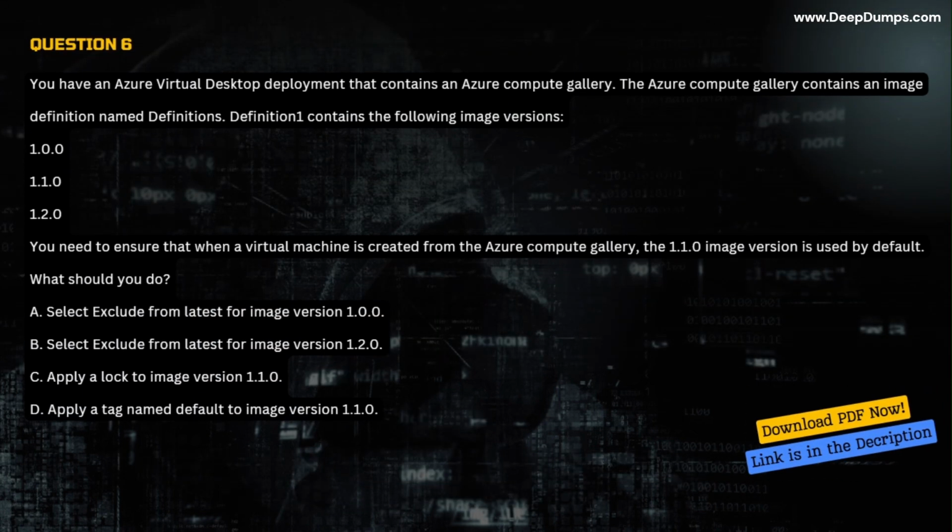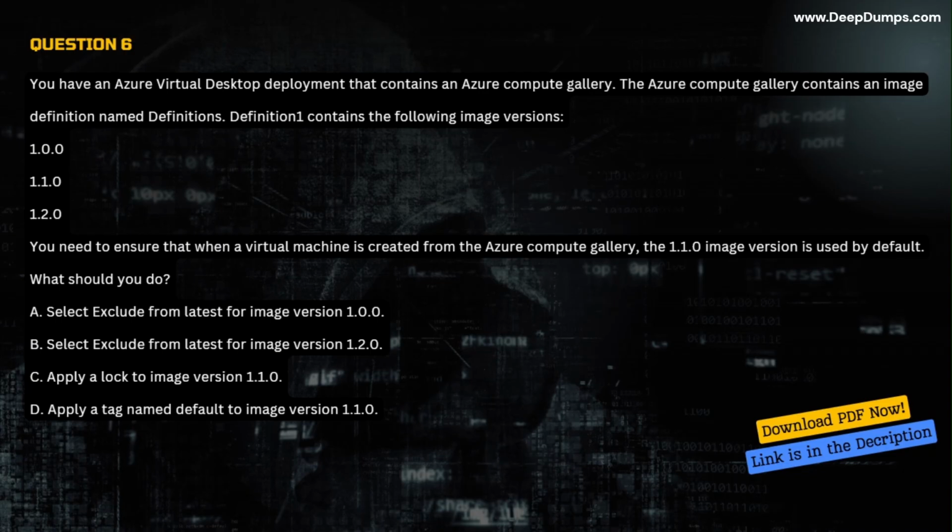Question 6. You have an Azure Virtual Desktop deployment that contains an Azure Compute Gallery. The Azure Compute Gallery contains an image definition named Definition1 that contains the following image versions: 1.0.0, 1.1.0, 1.2.0. You need to ensure that when a virtual machine is created from the Azure Compute Gallery, the 1.1.0 image version is used by default.